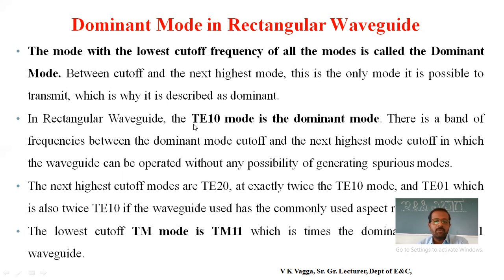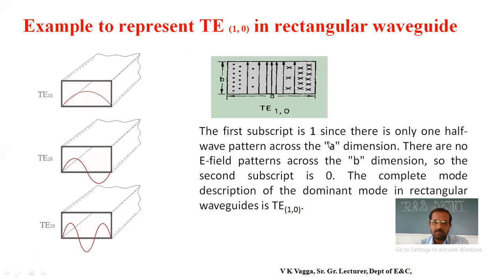In the rectangular waveguide, TE10 mode is the dominant mode, so a single half wave pattern at the wall A and the 0 half wave pattern at the wall B is called the TE10 mode. That itself is called the dominant mode. I have explained that example only here. So if the pattern is represented in this way or in this way, that is called the dominant mode.